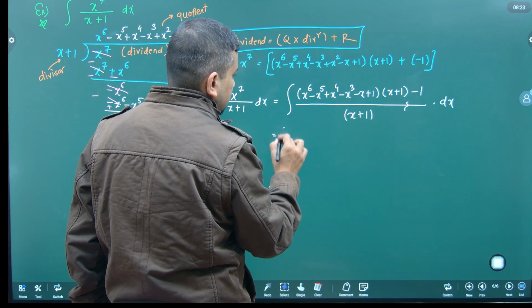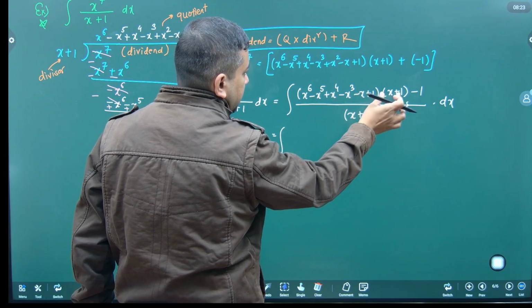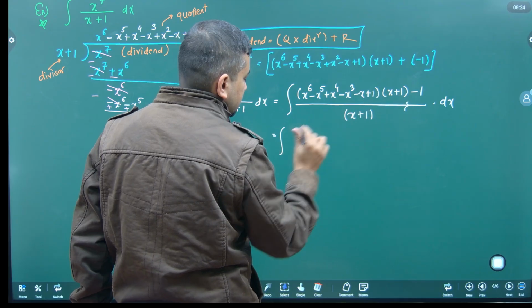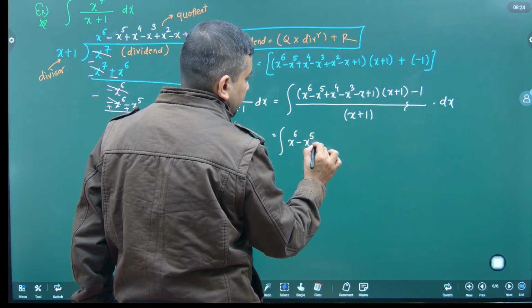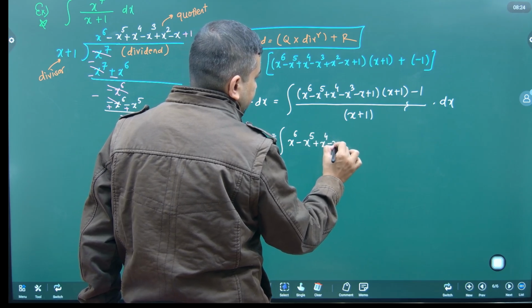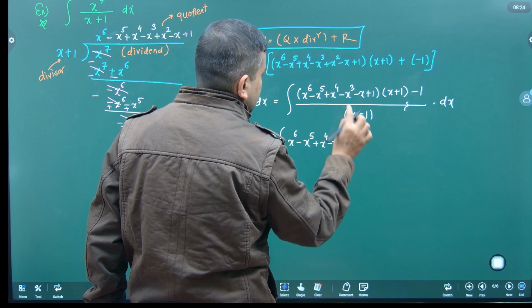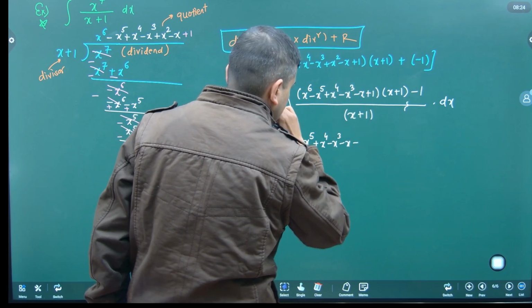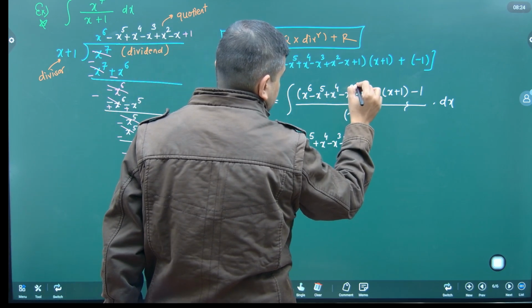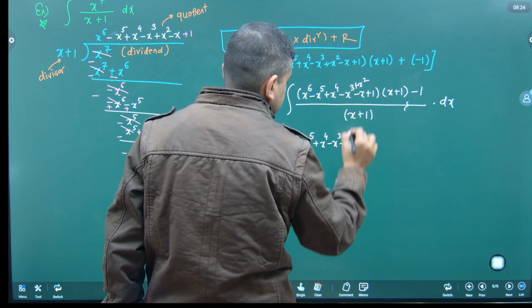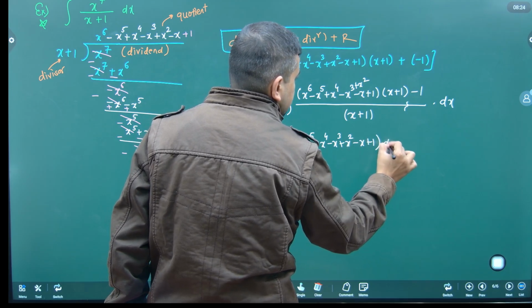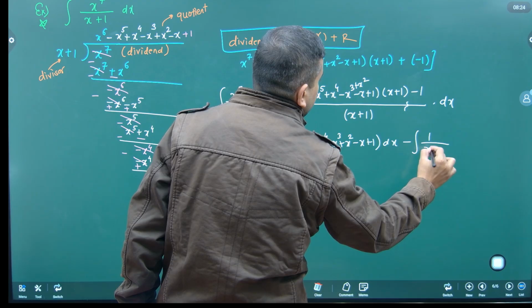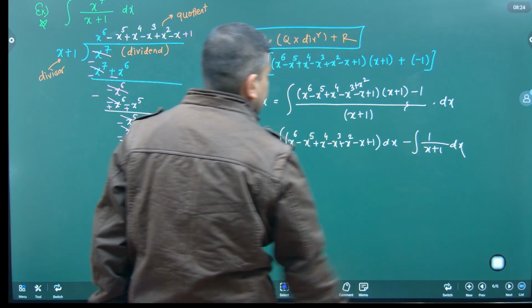So, the first integral becomes this into this upon this. This will get cancelled. So, in the first integral you will have x to the power 6 minus x to the power 5 plus x to the power 4 minus x cube, sorry, I think we have missed x square, okay, plus x square minus x plus 1 into dx, minus integral 1 upon x plus 1 dx, correct?